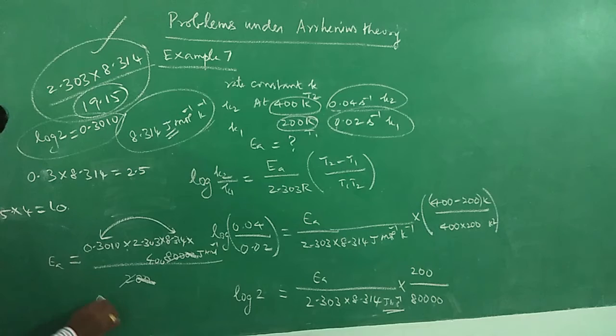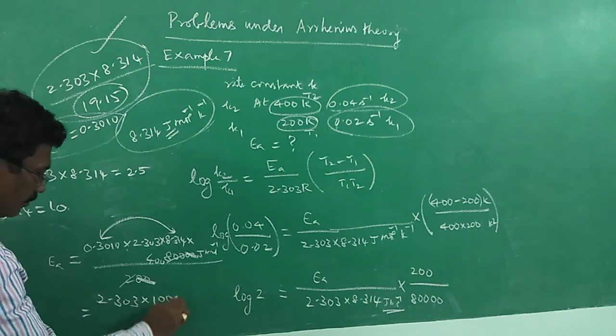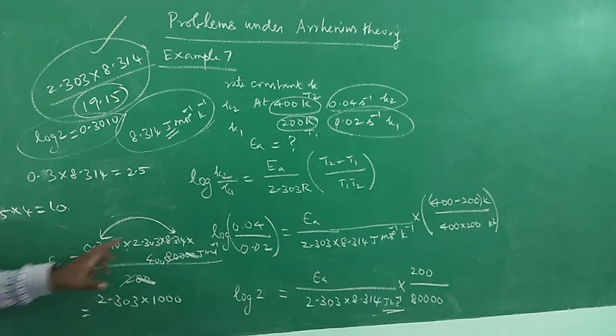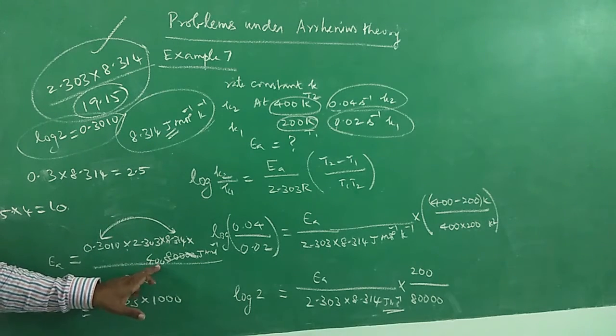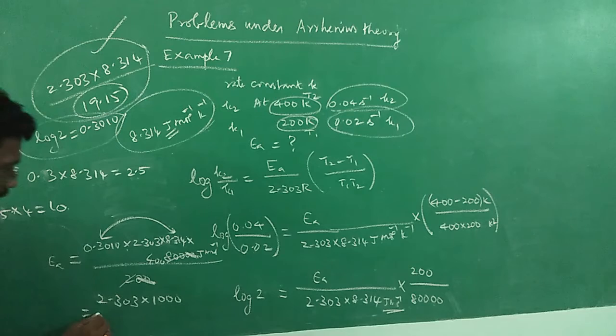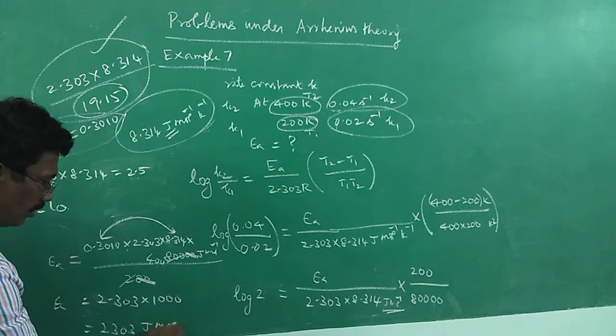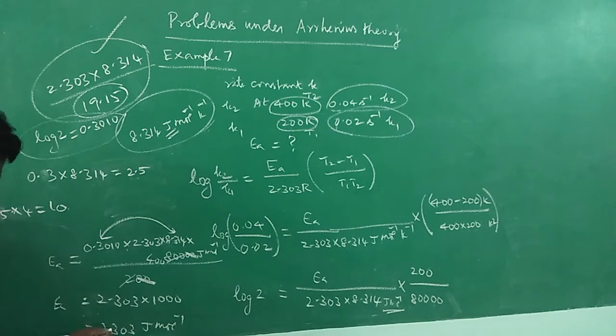2.303 into 1000. Am I correct? When these two are multiplied, it becomes 2.5. 2.5 into 400, 1000, divided by nothing. So Ea is equal to this much, which is nothing but 2303 joule per mole. If you want to give it in kilojoule, put a point here. That's all. We got the answer, approximately; a slight variation may be there.